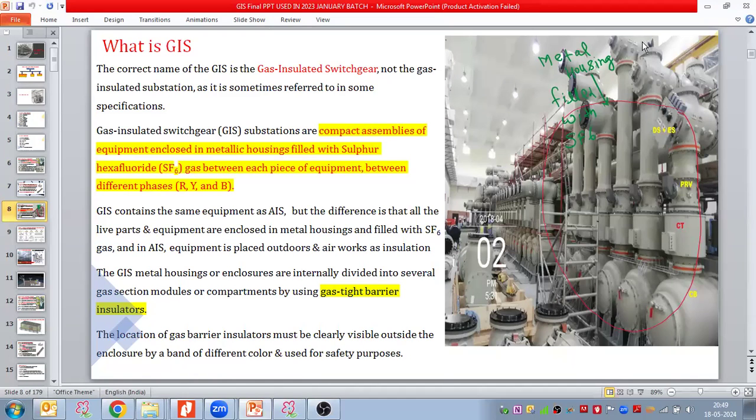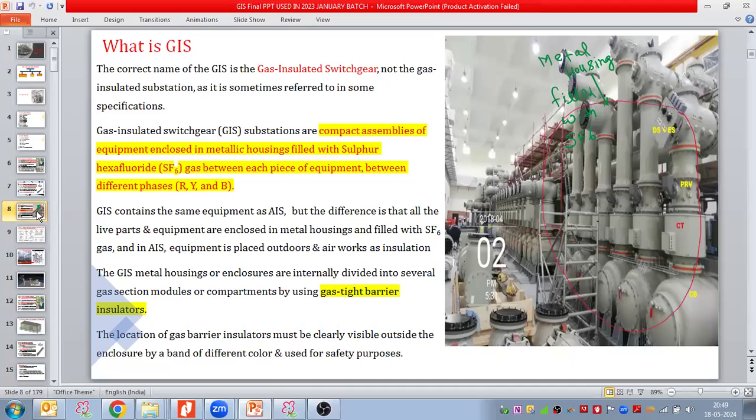So if you see, I have taken a GIS site photo. In that, if you see this orange color band, could you see here this orange color band? Yes. So this orange color band is representing the gas barrier insulators.